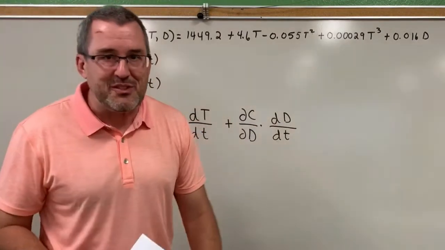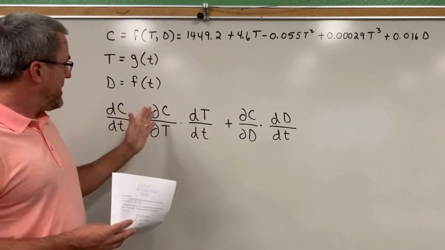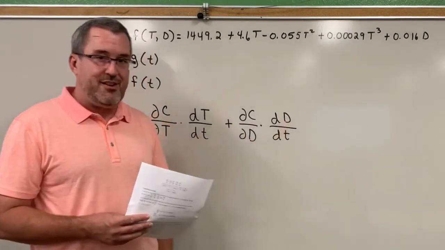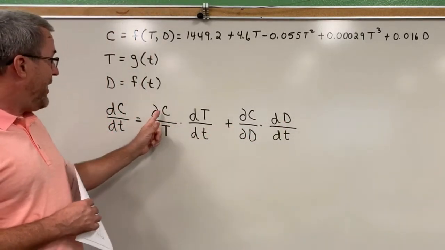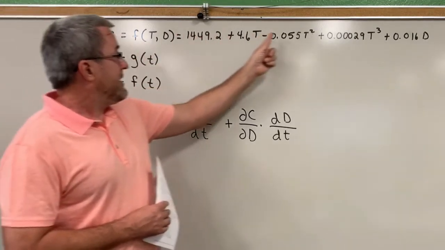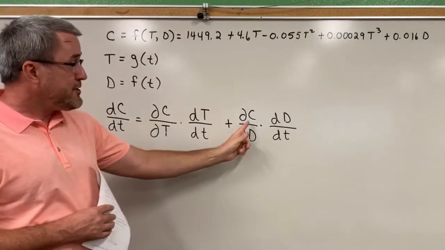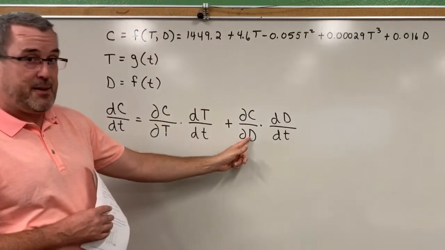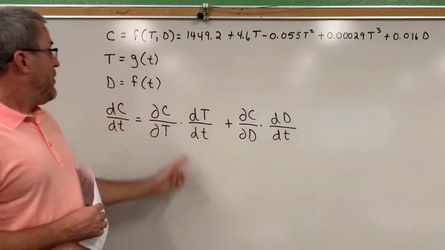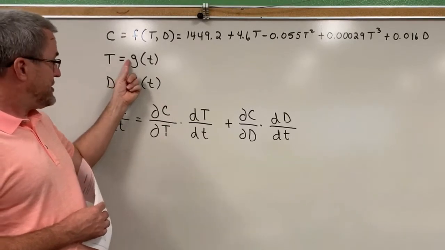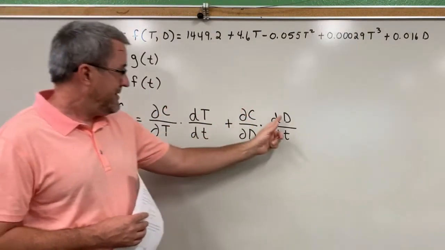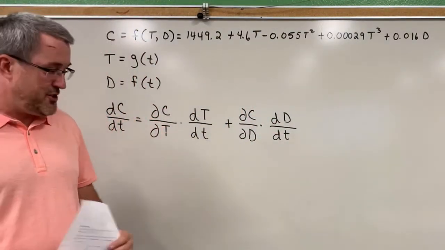Well, that's what the chain rule is for. The chain rule allows us to compute this derivative by actually computing 4 other derivatives. We can compute the partial derivative of C with respect to capital T, temperature. We can also find the partial derivative of C with respect to capital D, depth. We can, using the temperature function, find changes in temperature relative to changes in time, dT/dt, and we can find the changes in depth relative to changes in time, dD/dt.